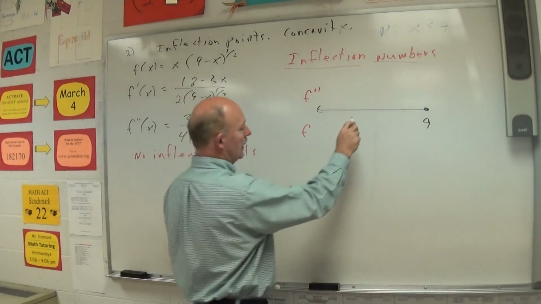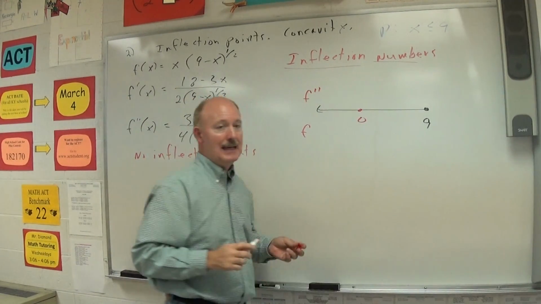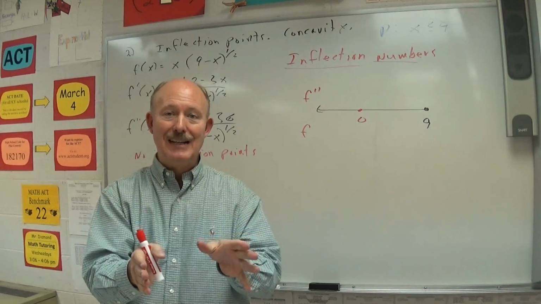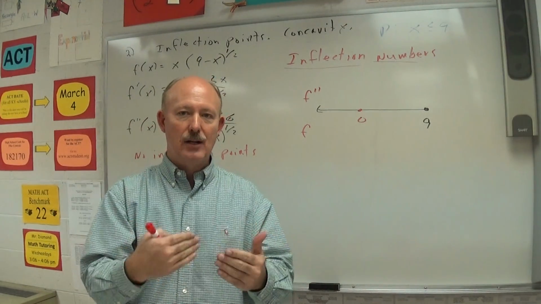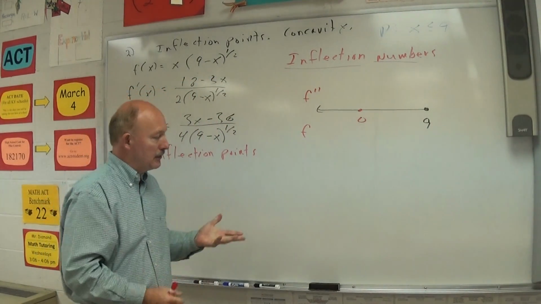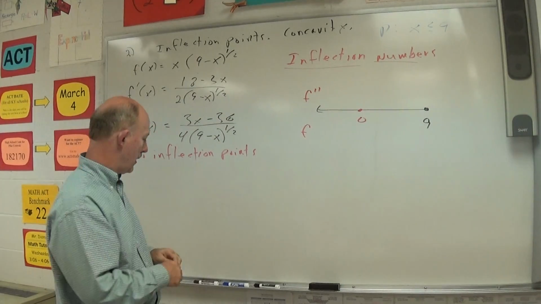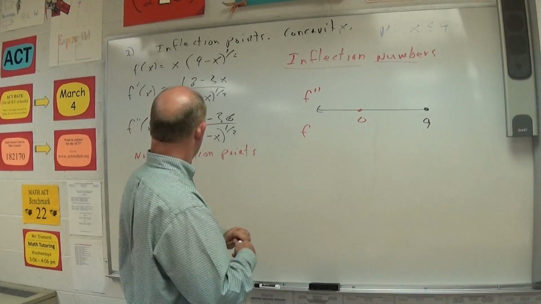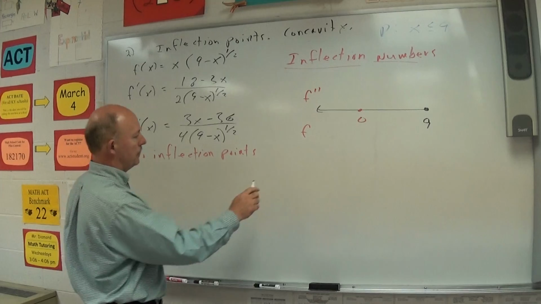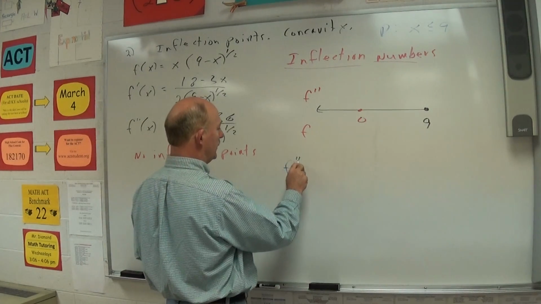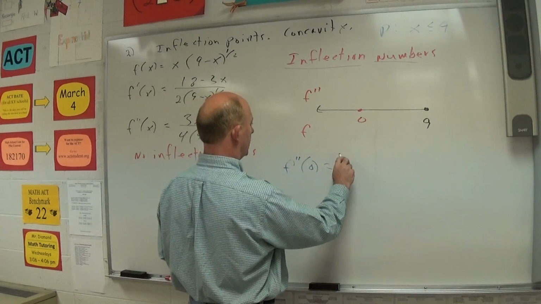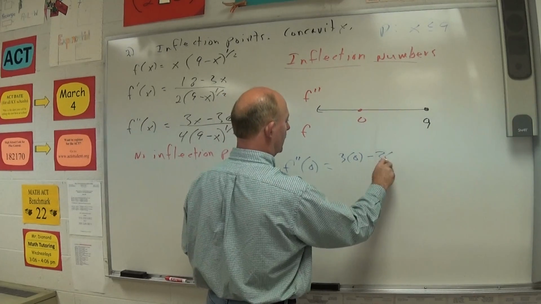So we're going to pick us out a test value. Let's try 0. Now you've got to substitute 0 into the second derivative, because remember the second derivative tells us the concavity, and that'll tell us whether the curve itself is concave up or concave down. So let's see. Now this is our second derivative. So the second derivative at 0 would be 3 times 0 minus 36.